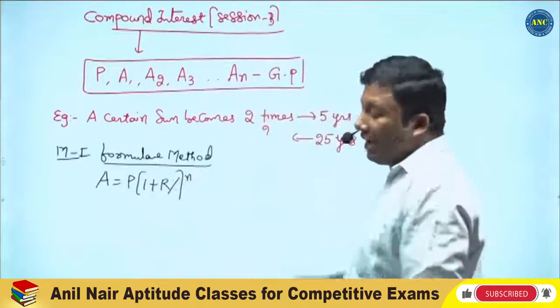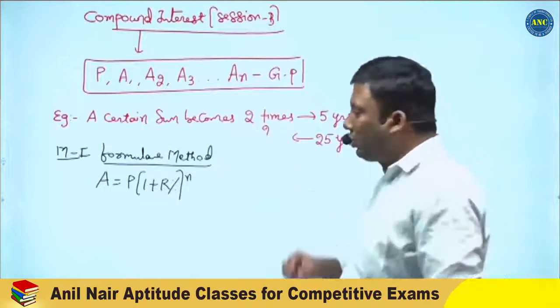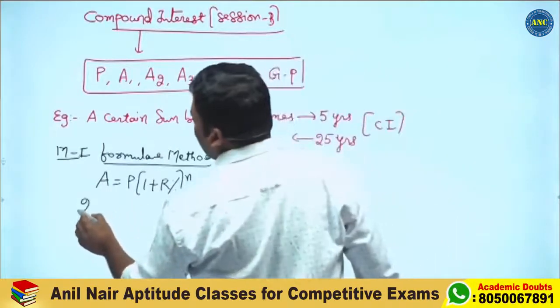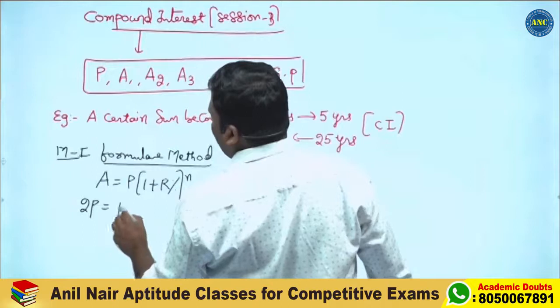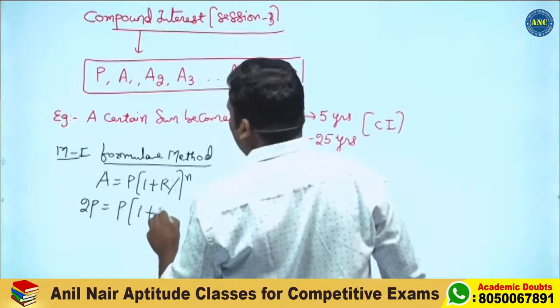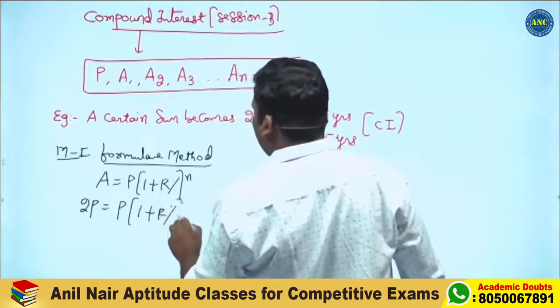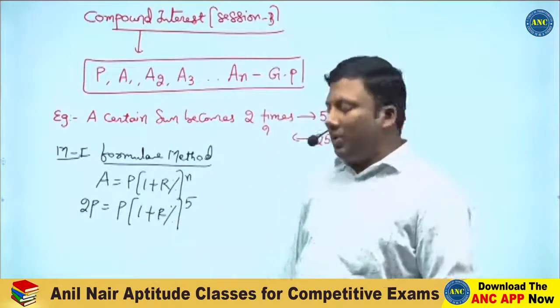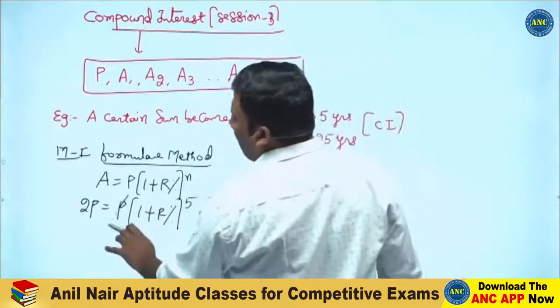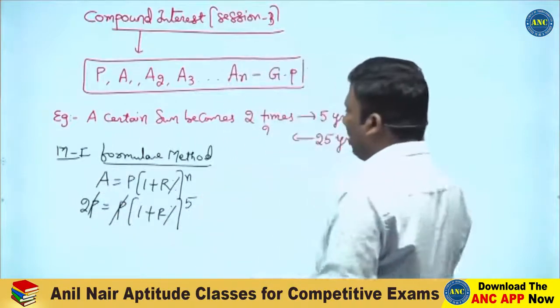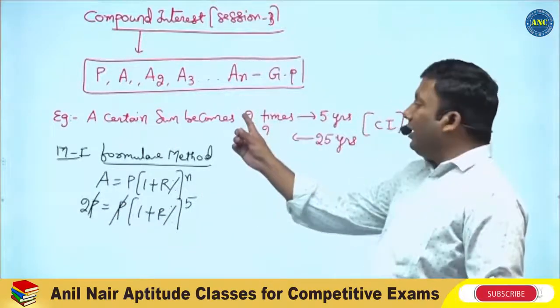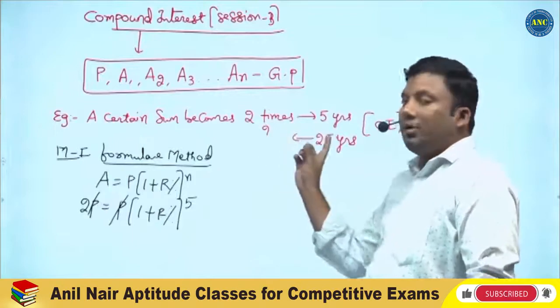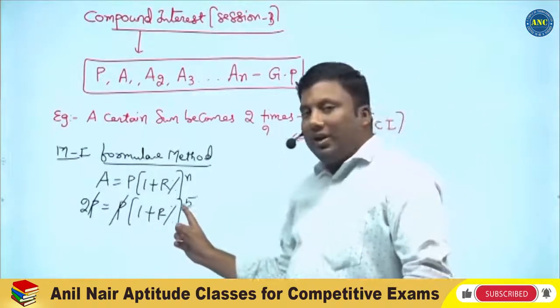What is the question? A certain sum is becoming 2 times. Amount is becoming 2 times. So 2P equivalent to P into, in how many years is it becoming? It is becoming in 5 years. So 2P equivalent to P into 1 plus R percentage power 5. P and P will get cancelled. In how many years will it become? In 25 years. Power is 5.